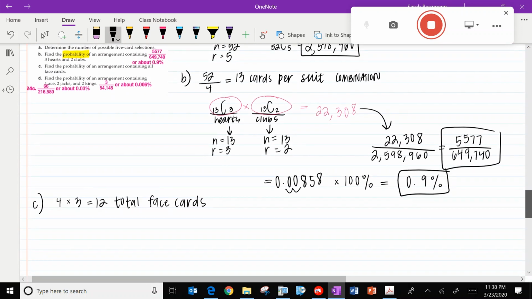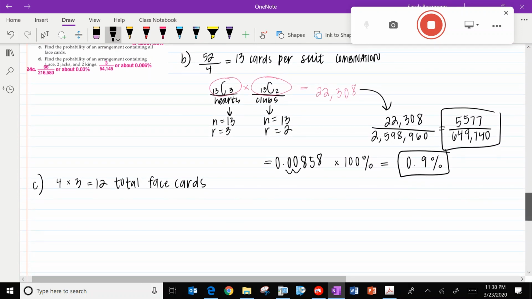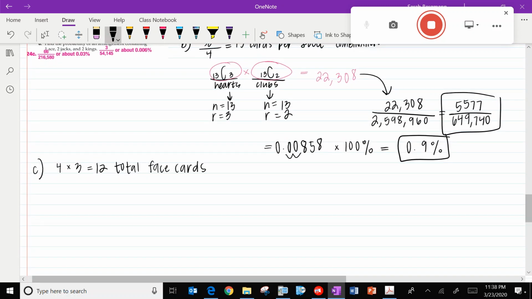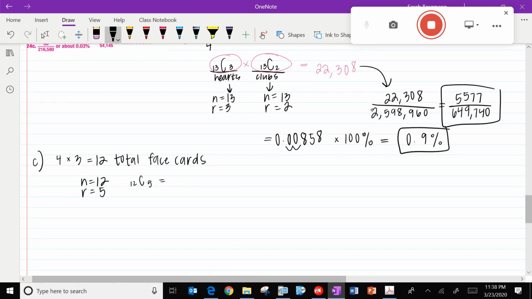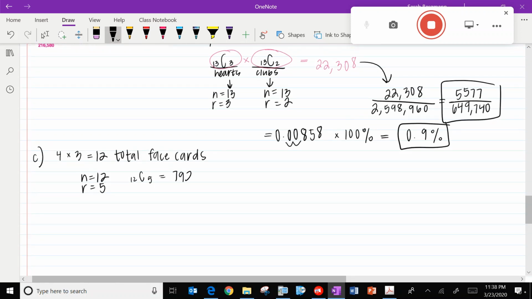Okay, so if there's 12 total face cards and we are trying to get all face cards, N is equal to 12 since there's 12 total to choose from. R is equal to 5 since that's how many spots we're trying to fill. There's 5 cards in the selection. So since order doesn't matter, it's a combination. So I'll do 12 choose 5. And when you do that in your calculator, you should get 792.